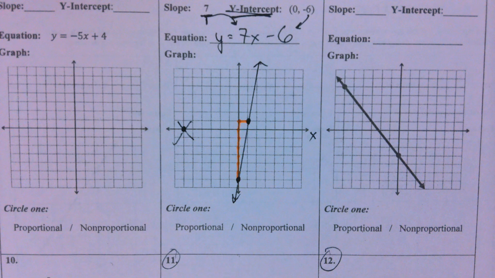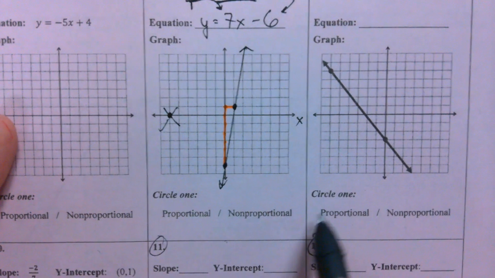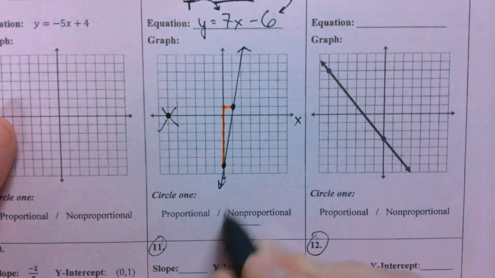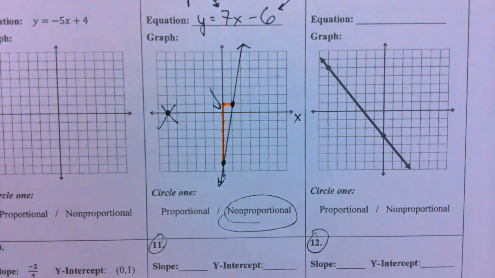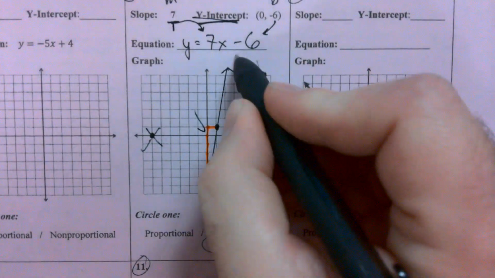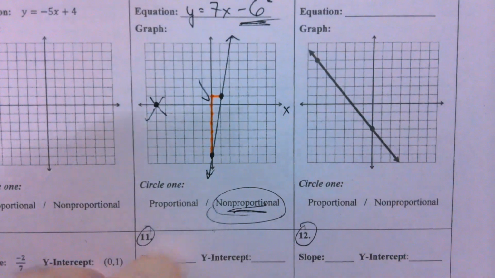Is this proportional or non-proportional? Non-proportional. How can we tell? Exactly, it does not pass through the origin. Our b value is -6, not 0, so it is non-proportional.